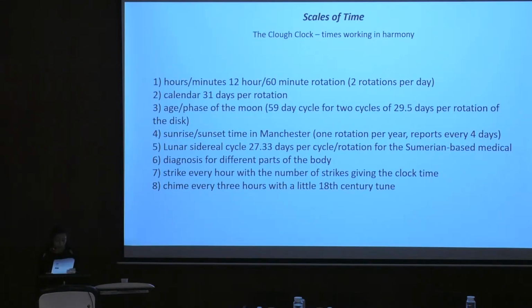He says, interesting to consider the metaphysics of the mechanics. If you imagine each of these times, the times that one clock can convey and show, is displaced using a cog driven from a single pendulum, you have cogs with different numbers of teeth and ratios: 12 for the hours, 60 for the minutes, 365 for the sunrise, 59 for the moon, 31 for the dates, and 27 and a bit for the Sumerian bit.